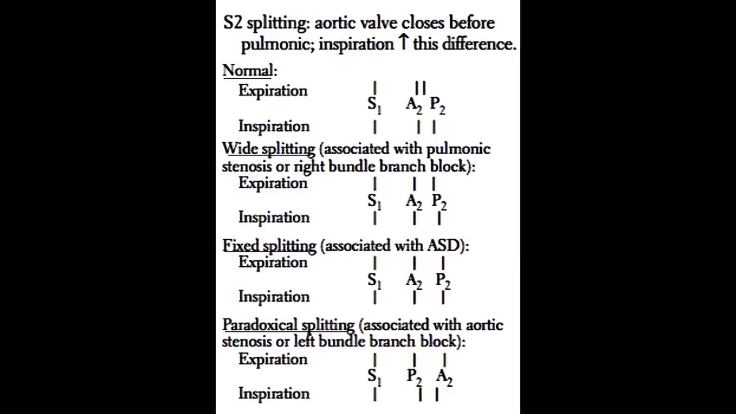Paradoxical splitting is associated with two different situations, aortic stenosis and left bundle branch block. Both aortic stenosis and left bundle branch block delay the flow of blood out of the left ventricle and therefore delay A2 so much that it actually occurs after P2 during expiration. During inspiration, you see the normal delay of P2 so that P2 and A2 occur almost at the same time during inspiration, which is exactly the opposite of normal. Remember, under normal conditions, inspiration causes more of a split. With paradoxical splitting, however, it's expiration that causes more of a split.